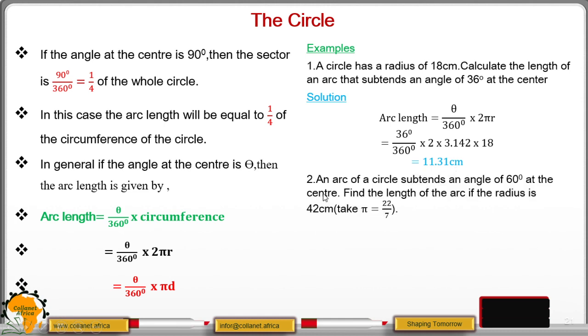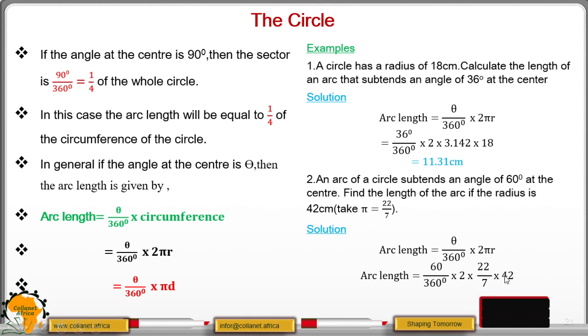Then question number 2. An arc of a circle subtends an angle of 60 degrees at the center. Find the length of the arc if the radius is 42 centimeters. We are advised to use pi as 22 over 7. So we proceed as follows. Always, we start by writing the formula. Arc length is theta over 360 times 2 pi r. Then you substitute the values. Our theta is 60, divided by 360, then multiplied by 2, multiplied by pi, and multiplied by our radius.